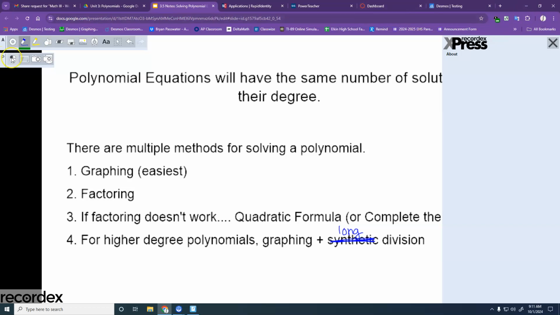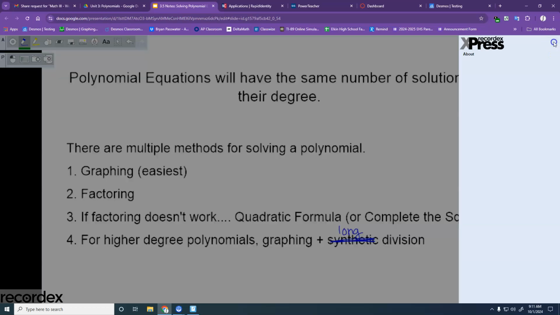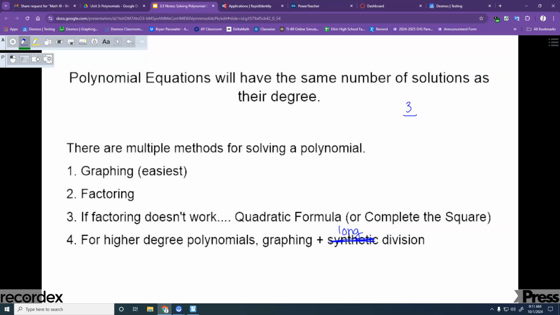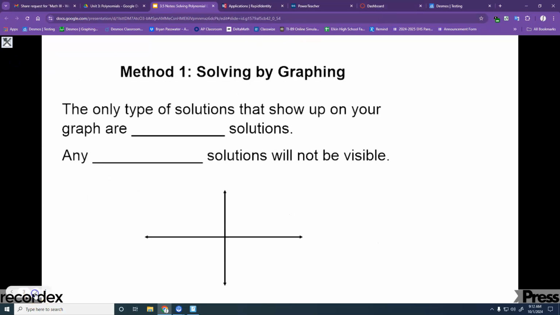If you have friends in honors Math 3, you might see them doing this weird thing where they got a 3 here, and they got 2, 1, 7, 4, and they do like this. 2, 3 is 3, 4, and all that. That's synthetic division. We're not going to do that. So if you see somebody doing that, that's what that is.